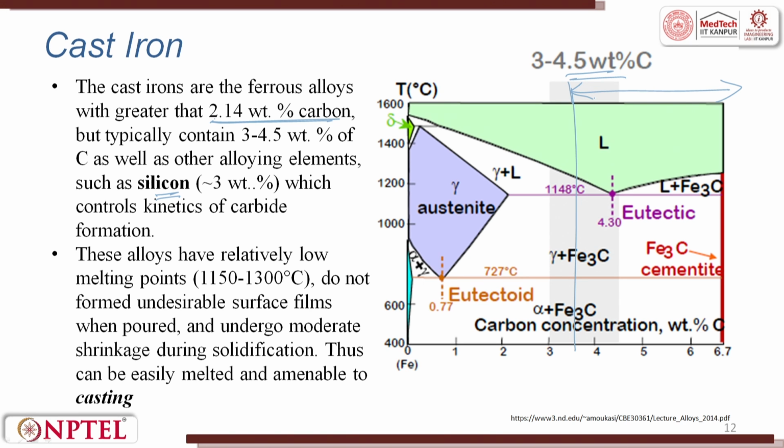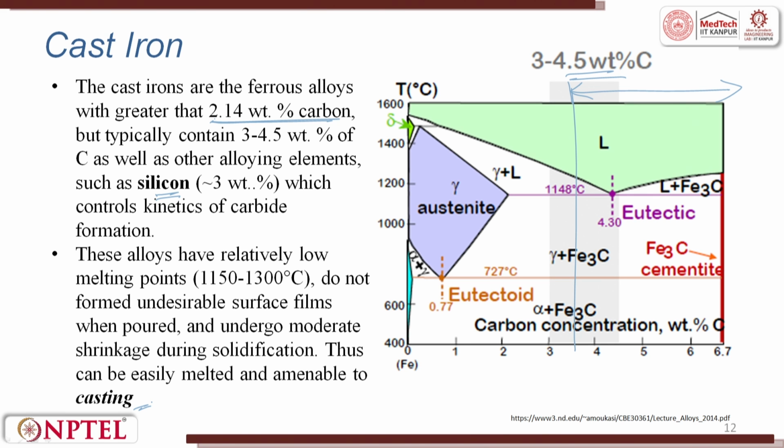These alloys have a relatively low melting point between 1150 to 1300, do not form undesirable surface films when poured, and undergo moderate shrinkage during solidification. Thus, they can be easily melted and are amenable for casting. Okay. So, we have not discussed more about thermal conductivity. Thermal conductivity is one thing, wherein the conduction happens through the material. The other thing is specific heat, right, and that combination leads to a shrinkage of the material.